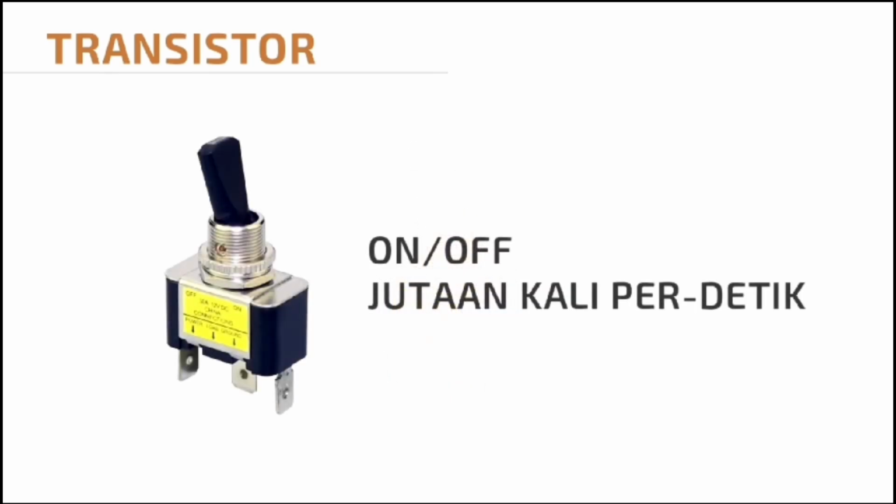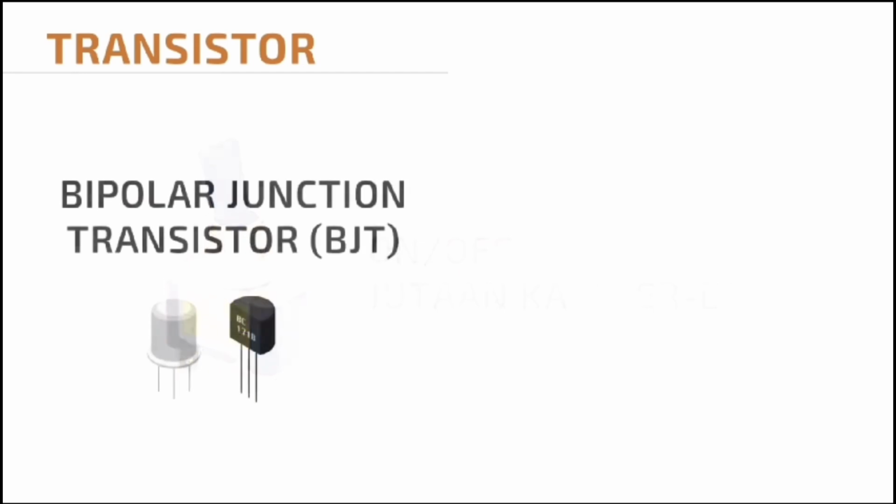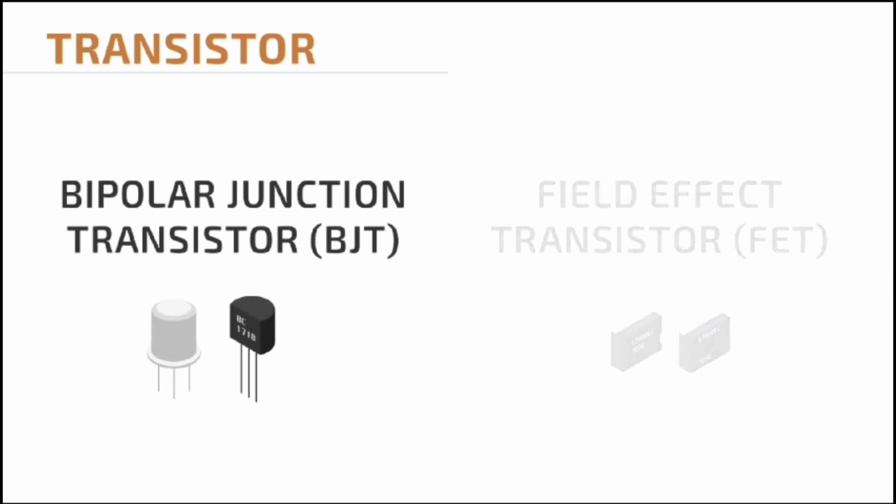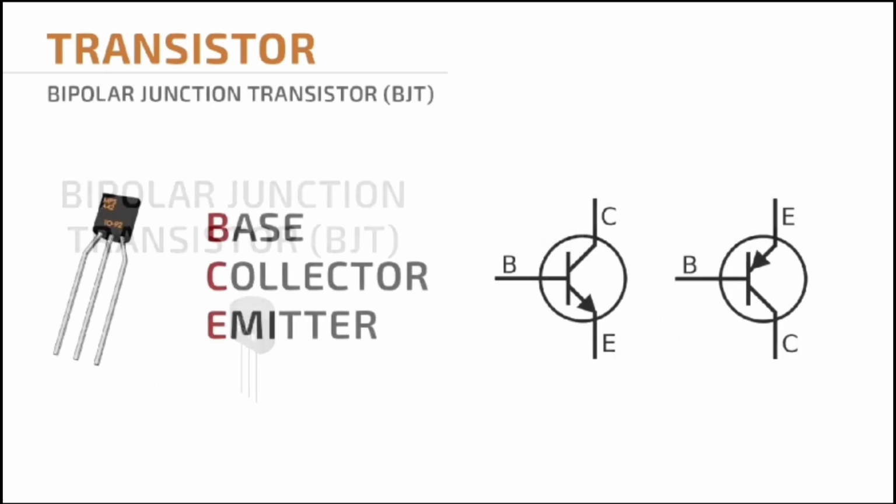There are several types of transistors. The most common we find is bipolar junction transistor, or BJT. Then the second is field effect transistor, or FET. In this video, we will only discuss the BJT transistor. A BJT transistor generally has three legs: base, collector, and emitter.